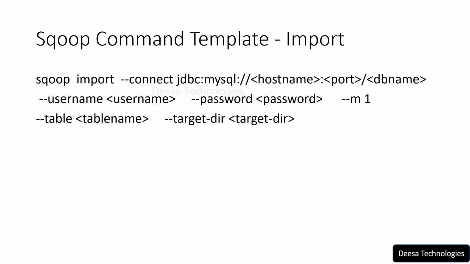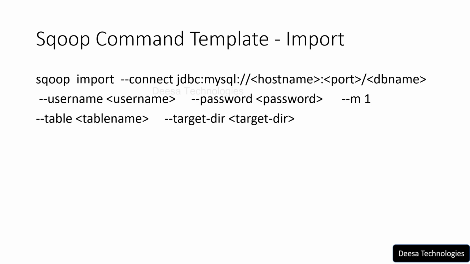If you want to import something, you say sqoop import. Then you mention connect, the JDBC connection. Here we are using the JDBC connection. We give the host name, the port number, and the database name. With this, it will connect to the database. Obviously, you will have to give the username and password. Then -m 1: m is basically mappers. It tells you the number of parallel processes that Sqoop is going to use. Right now in this case it's just one.